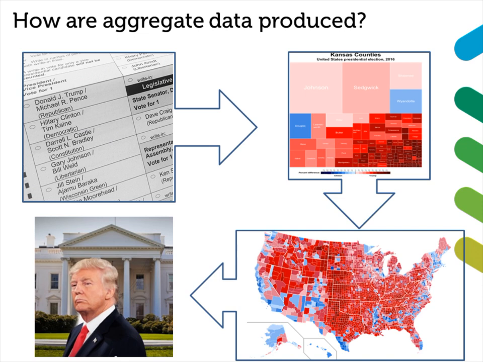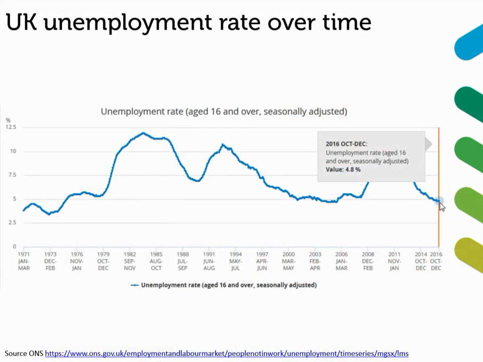For example, unemployment is one of the most closely watched measures of a nation's economy, but how is it calculated? The standard measure of unemployment is the unemployment rate, which measures the number of people who are unemployed as a proportion of the number of people who are economically active. This unemployment rate is derived from survey data.